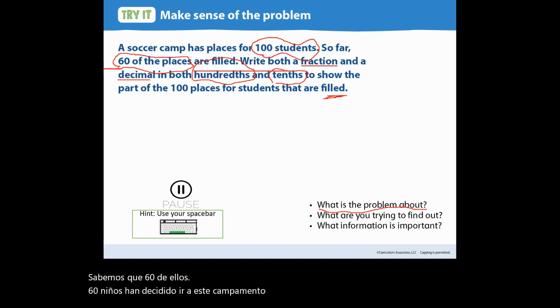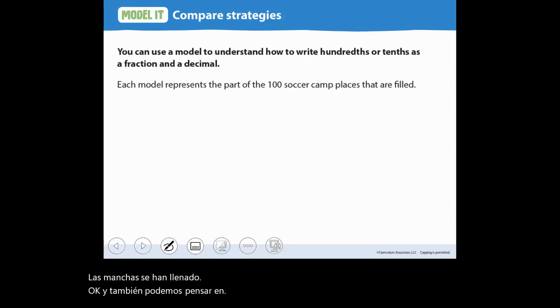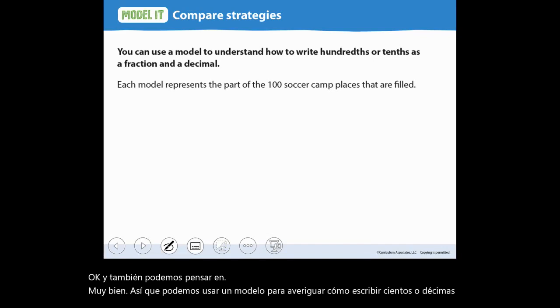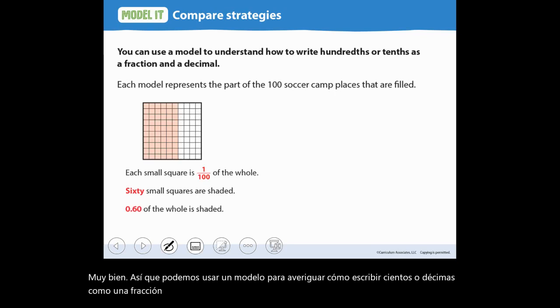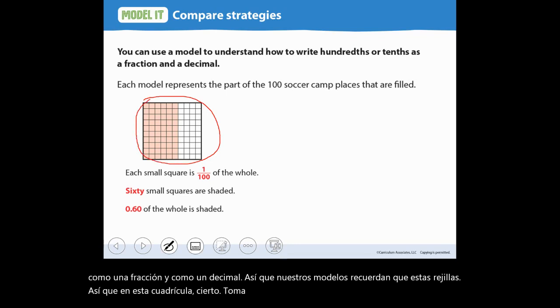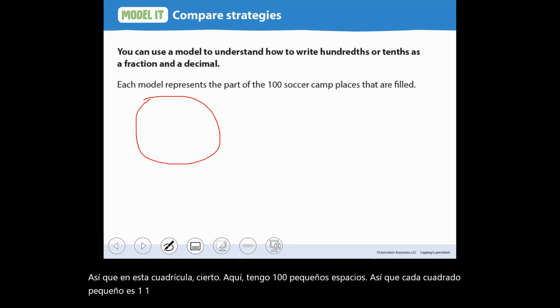So go ahead and hit the pause button and see what you can figure out. All right, so we can use a model to figure out how to write hundredths or tenths as a fraction and as a decimal. Our models, remember, are these grids. In this grid right here, I have 100 little spaces. Each small square is 1/100th of the whole.